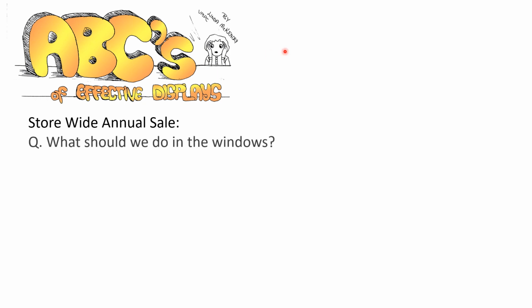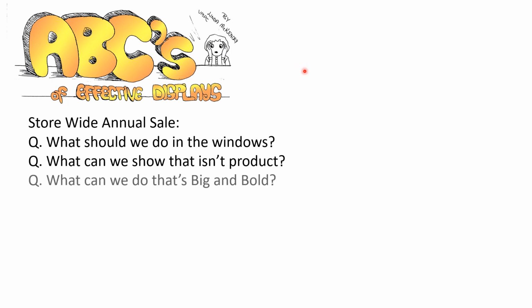Let me give you an example of how we use the ABCs of effective displays for a client of mine. She was having a store-wide annual sale in her garment store. So we began to ask the questions. What should we do in the windows? What can we show that isn't product? Because during a sale like that, she likes all the product to be in the store and nothing in the windows. What can we do that's big and bold?